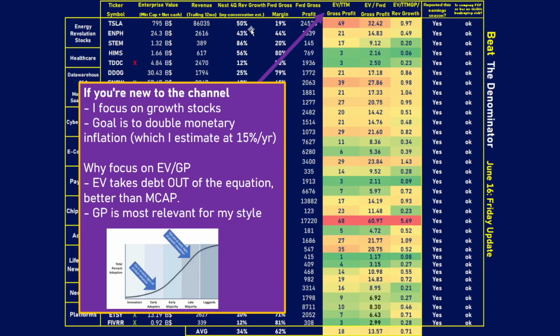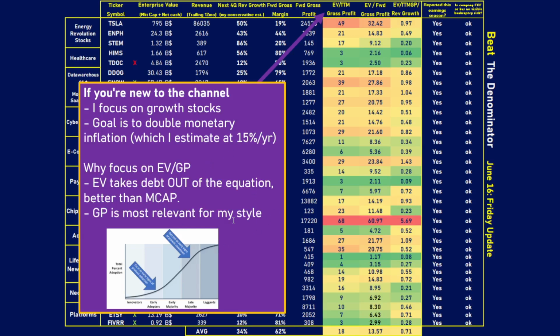Why do I want my stocks to grow revenue at 30% or more? Because my goal is to double monetary inflation. Monetary inflation I estimate at 15%. If I want to do a doubling in 5 years on any stock, I need to have growth of 30%, because the money stock out there, that's why I named the channel Beat the Denominator, the money stock out there is growing at 15%. And in order to do that, you really don't have a lot of choices. You really have to focus on growth stocks.